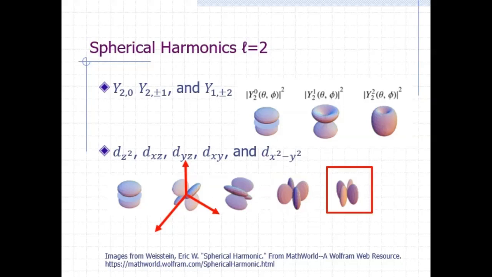And lastly, the dx squared minus y squared has 4 lobes, with each lobe centered on either the x or y axis. If you imagine rotating the surface plot for dxy by 45 degrees about the z-axis, you'll get the surface plot for dx squared minus y squared. There are 2 nodal planes intersecting at the z-axis. Points on one of these 2 planes will have a phi coordinate equal to either 45 degrees or 45 plus 180 degrees. Points on the other plane will have a phi coordinate of either 135 degrees or 135 plus 180 degrees.